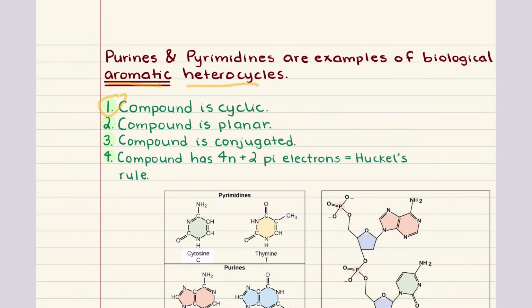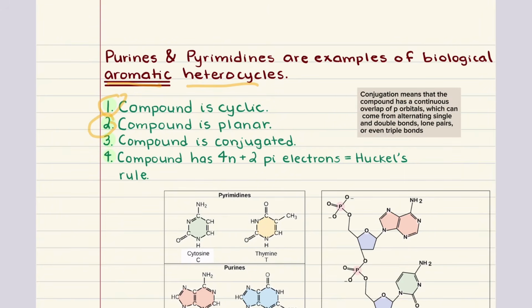In other words, form a closed ring. The second condition is that it has to be planar or flat so that all of the atoms lie in the same plane. Third, it has to be conjugated, meaning it has alternating single and double bonds, or it has lone pairs that allow for electron delocalization, conjugated.